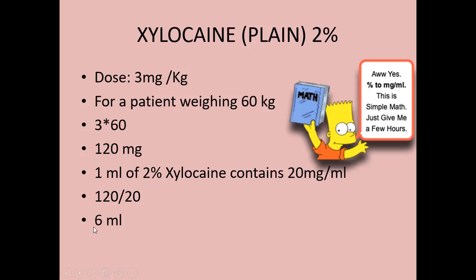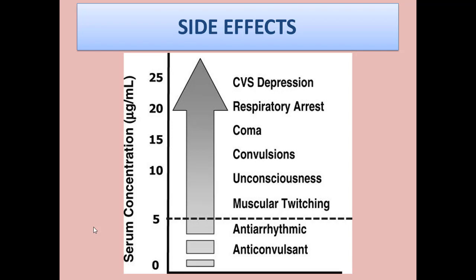Okay, so that means for this patient of 60 kg weight, I can give 6 ml of plain xylocaine 2%. But if I'm getting results with, for example, 4 or 5 ml, there is no need to give 6 ml. This is just the maximum dose limit, so that I can avoid the complications. Now, what are the side effects? Let's see the side effects.